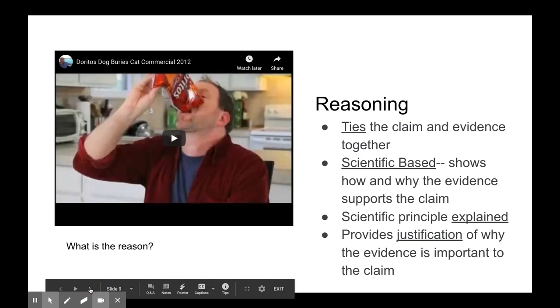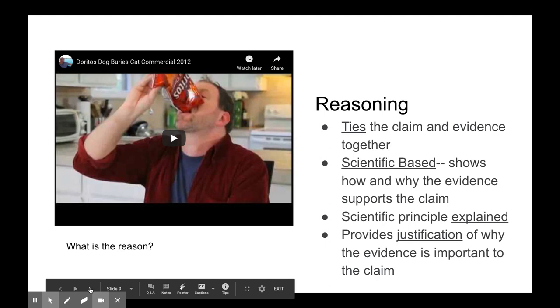Okay, so now we're looking at reasoning. So we had claim, evidence, reasoning. So the reasoning ties the claim with the evidence together. This typically uses scientific basis. It's an explanation of a scientific principle and provides justification of why the evidence is important. Now, remember, in our video, we're not really having a scientific base here, but we do want to provide a reasoning. So what would be the reason for the cat's death?